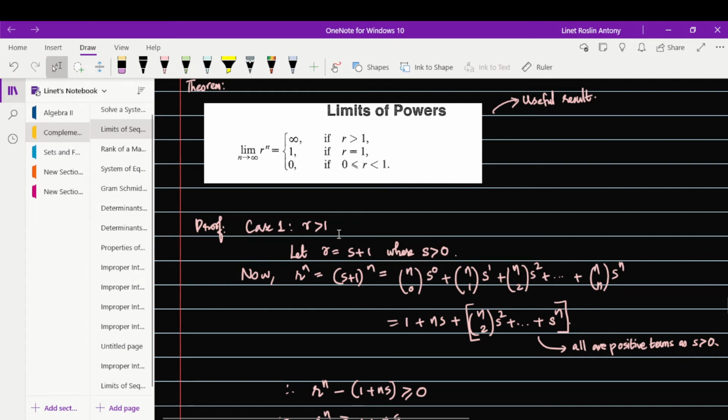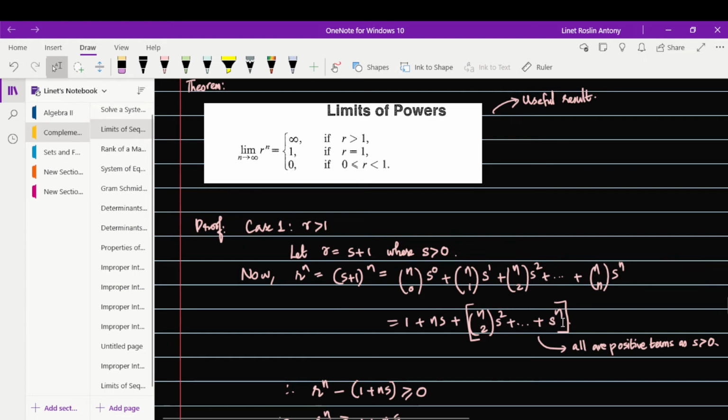So you can assume like that. Now r raised to n is replaced with (s + 1) raised to n. Using binomial expansion, you get this to be equal to nC0 s^0 + nC1 s^1 + nC2 s^2 + etc. + nCn s^n. So that is equal to 1 + ns (nC1 is n), + nC2 s square + etc. + (nCn is 1) s raised to n.